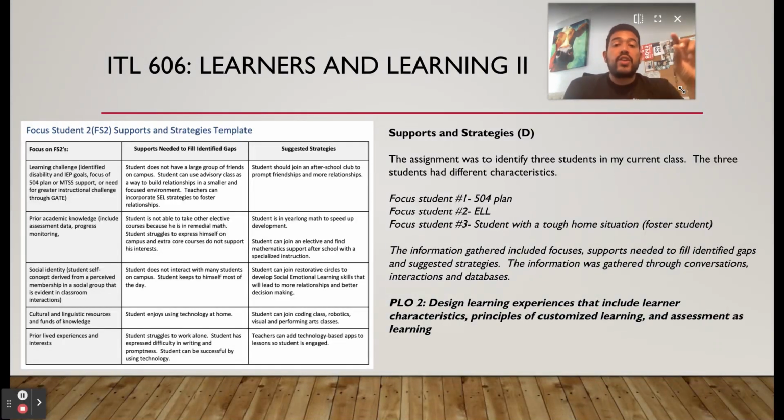And another one is assessment supports and strategies. I felt like we were still developing this. This is from the same course, Learning Learners and Learning 2, the part 2 of the class. This is where we had to actually identify the 3 focus students that I mentioned previously, and then decide the gaps that we needed to fill based on their learning goals, based on their grade level, based on what we're looking for from them.